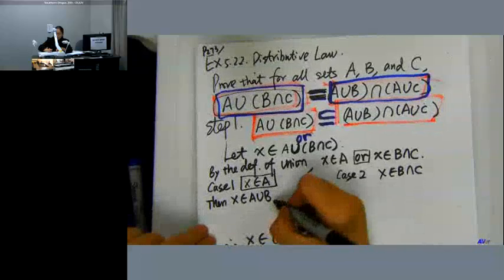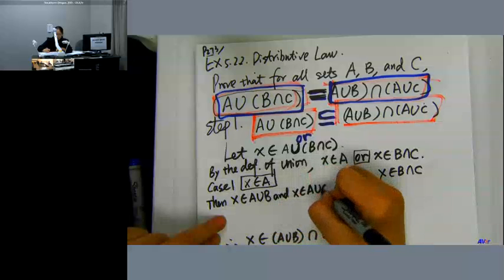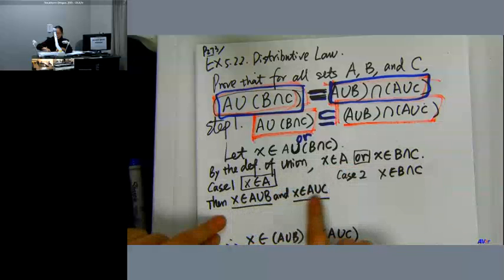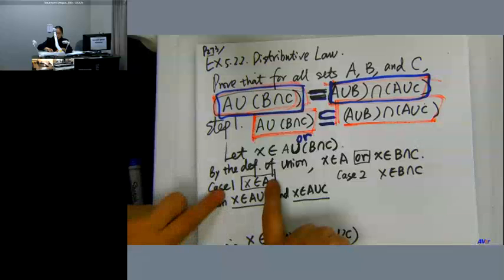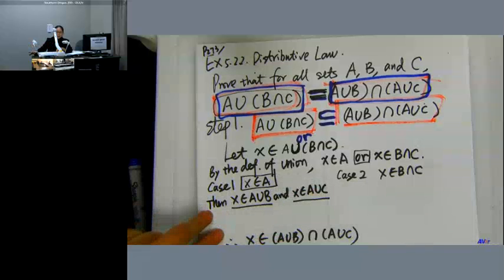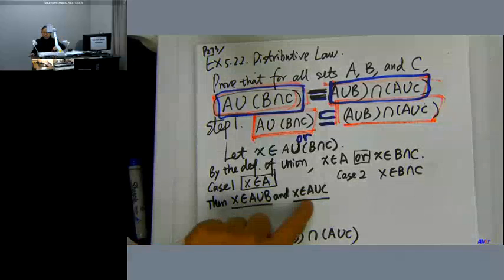I'm going to write down something else: and X is also in A union C. That is also from the definition of union, because the definition says if X is in A or X is in C, then X is in the union. Under case 1, we know X is in A. If X is in A, X has to be in the union of A with any other set. But how did I know I should write down these two conclusions? That's what I need to prove.